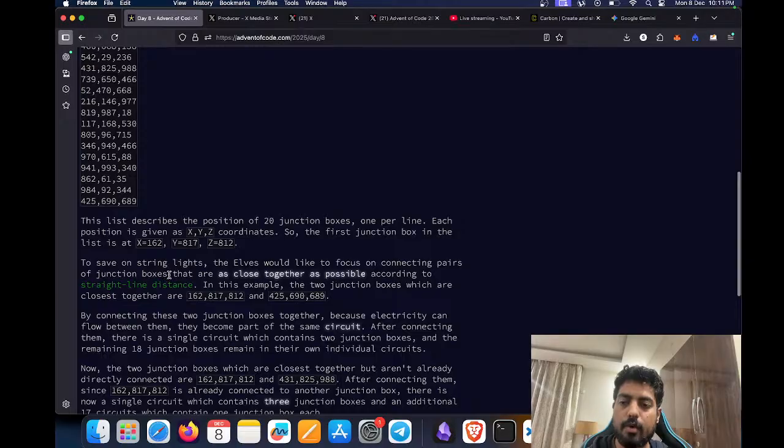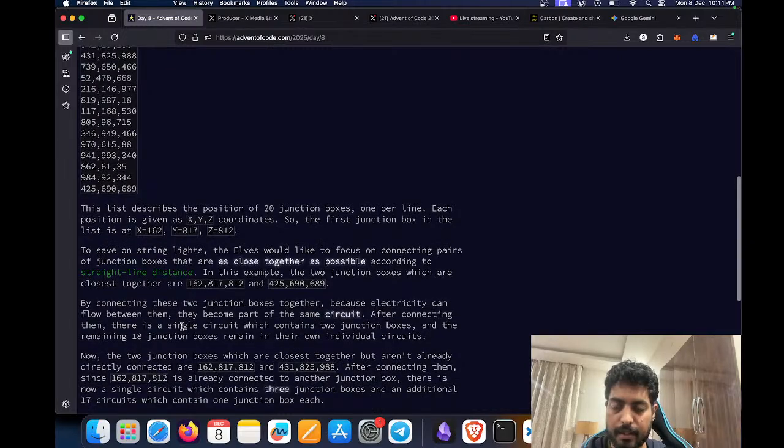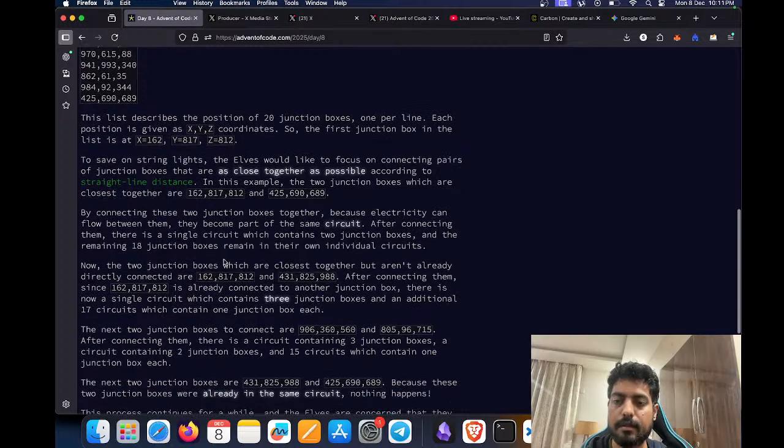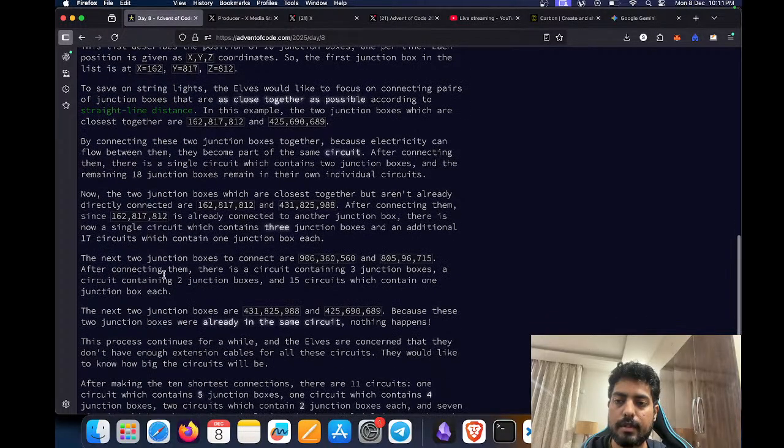To save on string lights, the elves would like to focus on connecting pairs of junction boxes that are as close together as possible. According to straight line distance in this example, the two junction boxes which are closest are these two. By connecting these two, electricity can flow between them, forming a circuit. There is a single circuit and the remaining 18 are their own individual circuits.